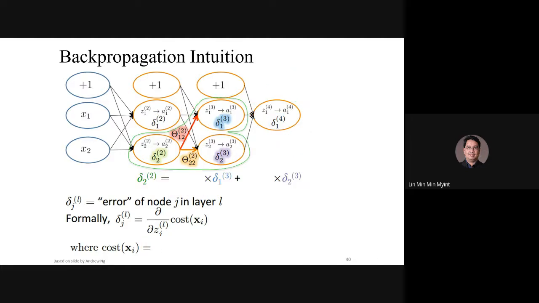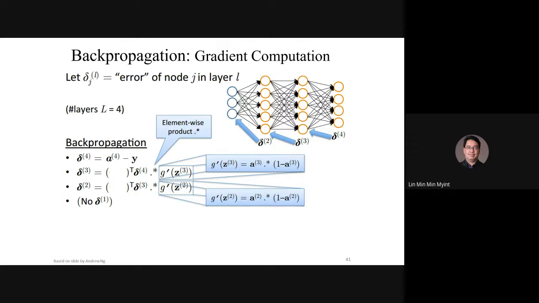Let me write down W1, 2, 2, and W2, 2, 2, like this. So in back propagation, we distribute the error according to the weight like this. Then based on that error, we have to update the weights accordingly. In that propagation, I could not finish this slide.